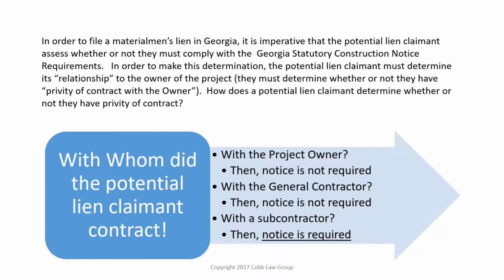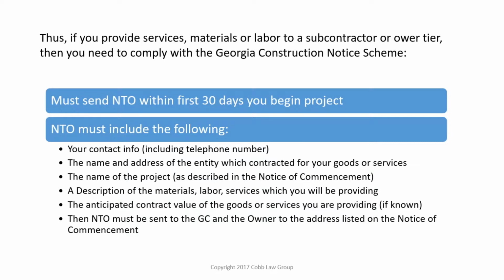That then allows the owner and the general contractor, when they're making payments, to know that the payments are filtering downstream to someone who's 3rd tier or below. If you provide services to any subcontractor or 3rd tier, if you're 3rd tier or lower, then you have to comply with Georgia's construction notice scheme.